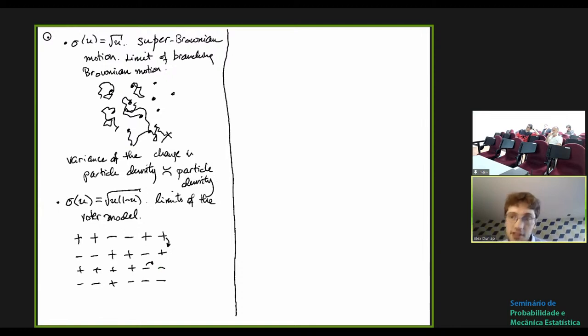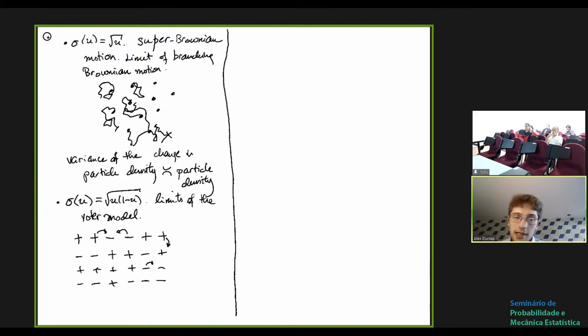So the voters are sort of very convincing. So when they talk to each other, they always convince each other to adopt their positions. And then, you know, maybe this plus voter talks to the minus voter and the minus becomes plus. But then maybe this minus voter talks to that same plus voter and then the plus becomes minus again. Okay, so this is a voter model.